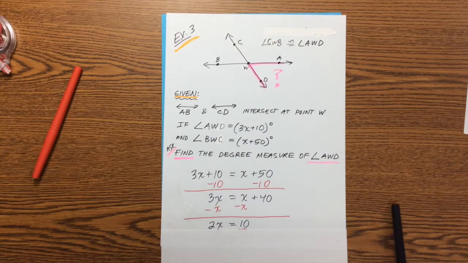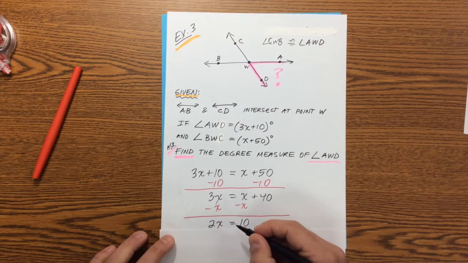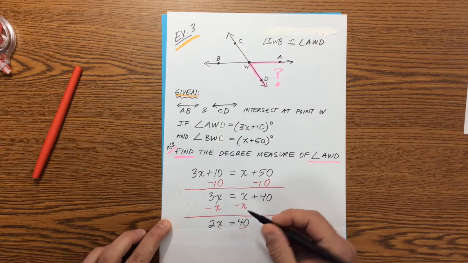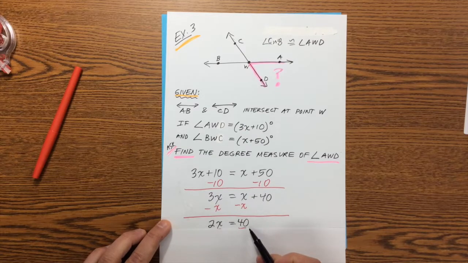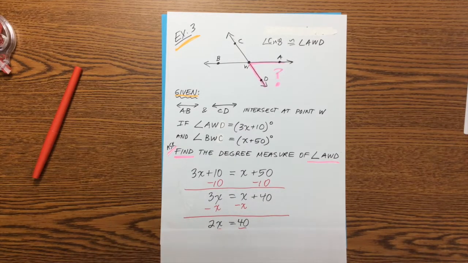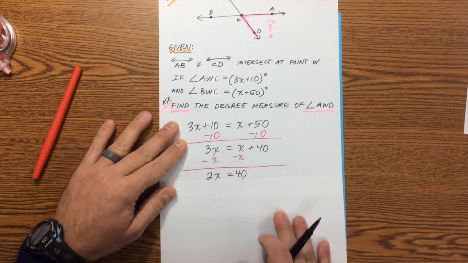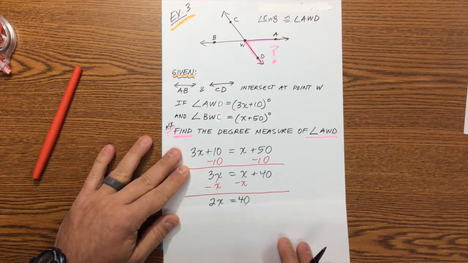Now, I just caught my error. Does that look right? No, it doesn't. So I'm going to go ahead and fix that right now. 2x equals 40. All right. Now, let's continue from there. Scoot this up just a little bit.